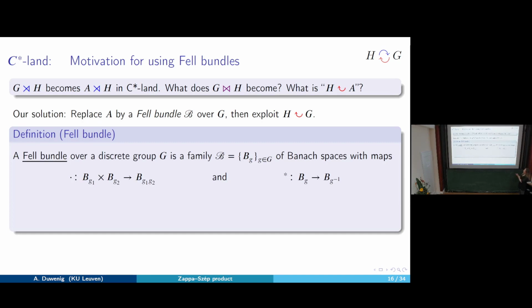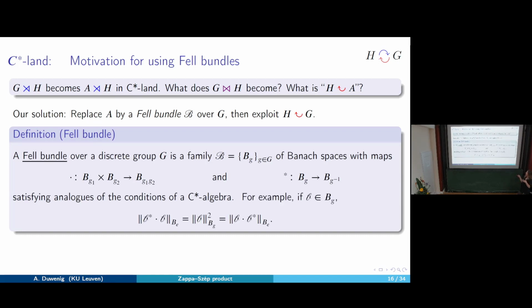And involution maps. I can go from the fiber over g to the fiber over g inverse. These maps satisfy lots of different properties, which are kind of analogs of C-star algebra properties. For example, if I take an element b in the fiber over g and look at its norm in the Banach space B_g, then this should have a relation with the norm of b star times b, which is now in the fiber over the identity. So you have properties like that. One fact is that the fiber over the identity element is actually a C-star algebra, and all of the other fibers are imprimitivity bimodules over that fiber.